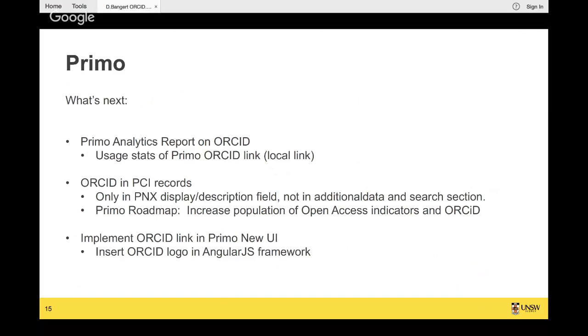And the third challenge for us is to implement the ORCID link in the Primo new UI. Currently, the ORCID link display in the Primo new UI is missing the ORCID ID icon, but the link is working as expected. So there is still some work for us to fix the icon insertion in the AngularJS framework, since jQuery Primo is not working in the Primo new UI. Okay, I'll pass to Daniel to talk about the integration with external aggregators.